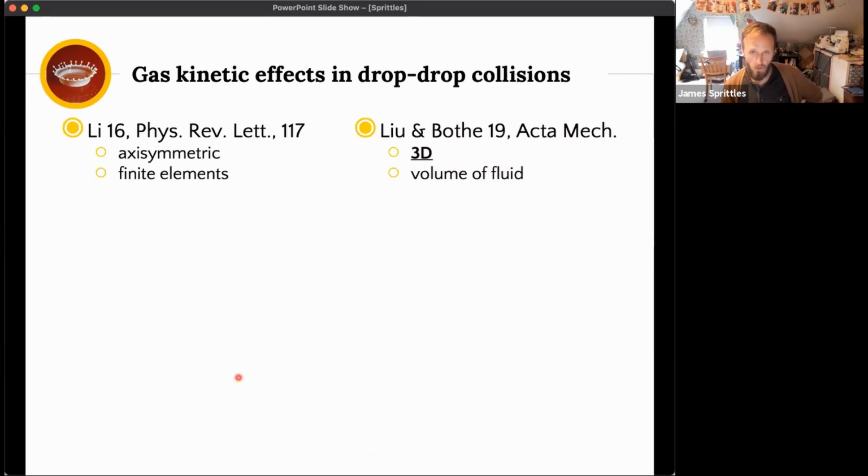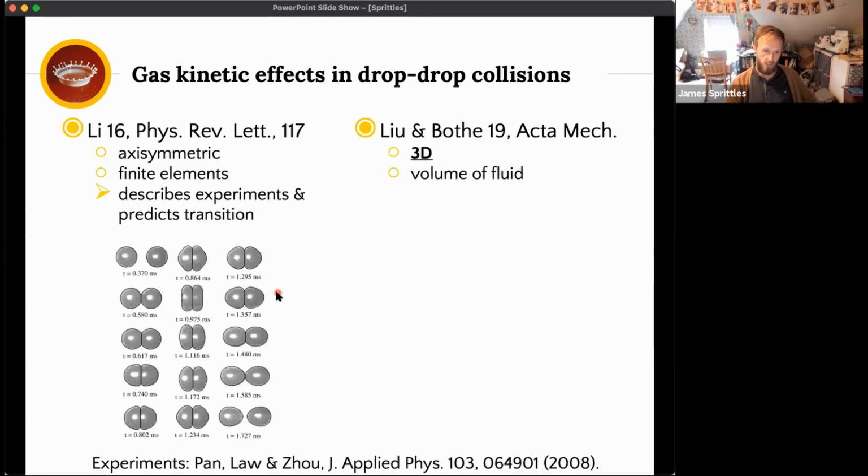Okay, so starting with drop-drop collisions, where some previous work has been done, there's a very nice article by Li in PRL in 2016. He incorporates gas kinetic effects into drop-drop collisions that are head-on, so that he can consider axisymmetric, and he uses finite elements. This shows the experiments of Pan, Law and Zhu with Li's simulations overlaid. The black lines are his, and you can see this kind of perfect agreement.